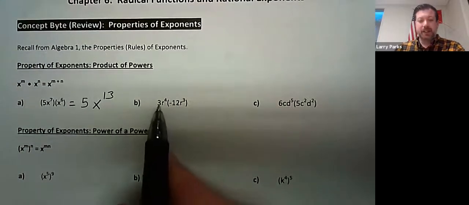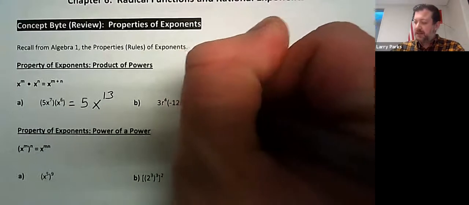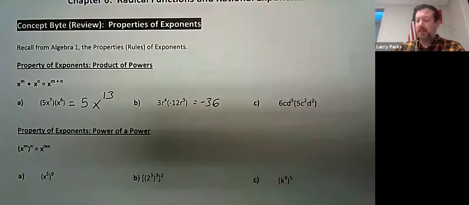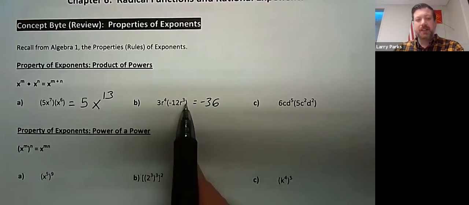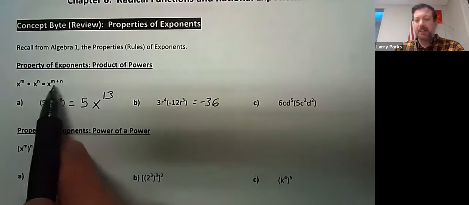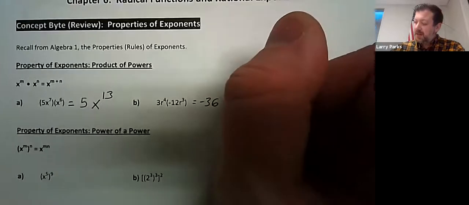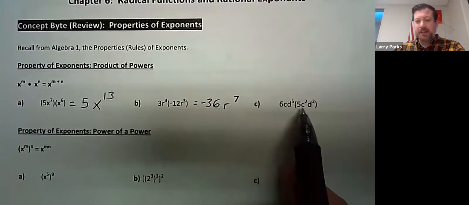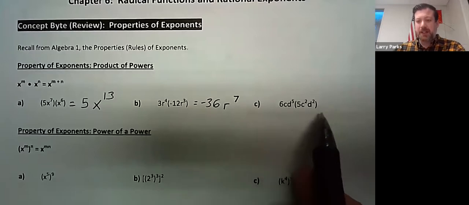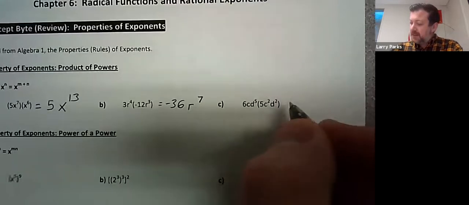Here, 3 times negative 12 is negative 36. And then you have the same base, r and r. R to the 4th times r to the 3rd. Again, you add the exponents. That'd be r to the 7th. Here, 6 times 5 is 30, and we're multiplying because this is in parentheses. 6 times 5 is 30.